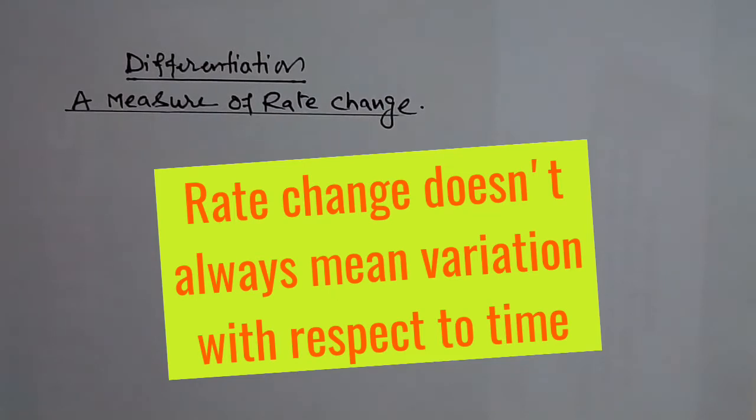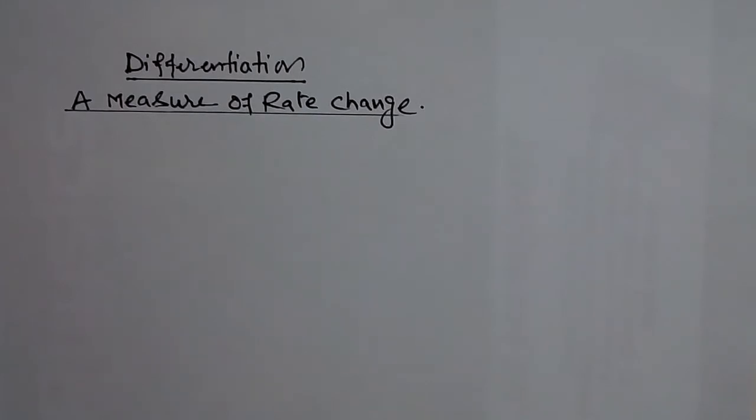Usually in our day-to-day life we associate a rate change with respect to time, but in physics as well as in mathematics it is possible that two physical quantities are varying with respect to each other. So we can measure any kind of change in a physical quantity. Say one is an independent quantity, which we have already learned from functions, and another is a dependent quantity.